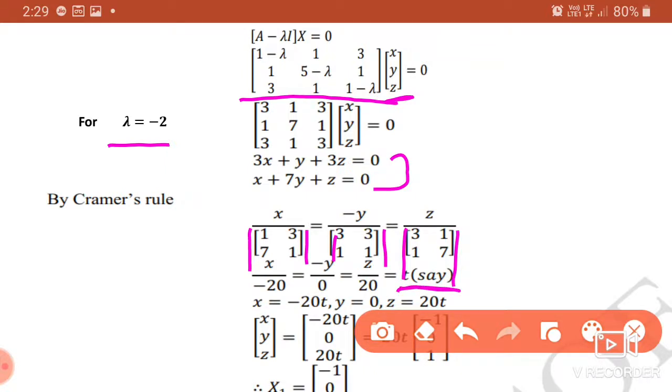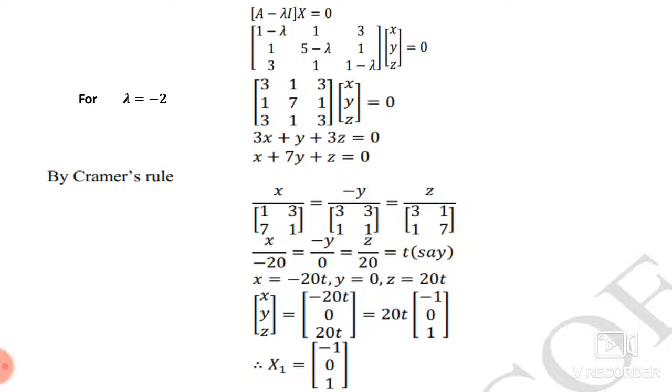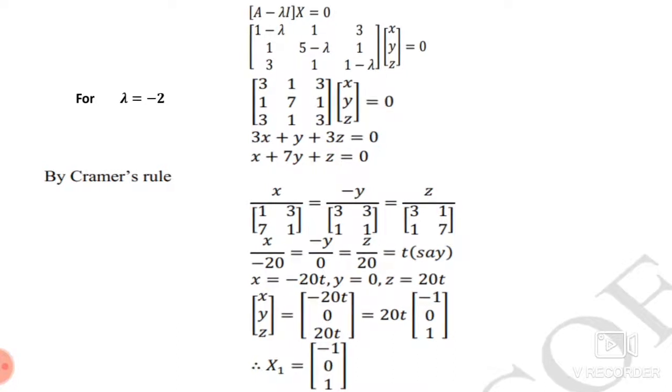So what is the value of x? x is equal to minus 20t, y is equal to 0 and z is equal to 20t. So you can take the common term outside and the remaining will be your eigenvector. So (minus 1, 0, 1) is the first eigenvector for the value lambda equal to minus 2.